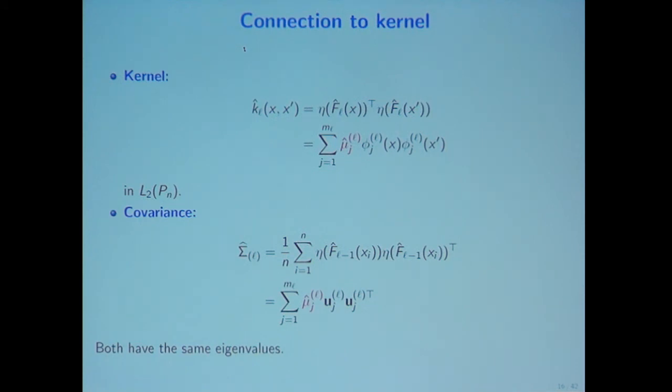So here is a connection between the kernel and the covariance matrix. Now we decompose the kernel function in an L2 space, where the L2 distribution corresponds to the empirical distribution. We have this eigenvalue and eigenfunction decomposition. We can show that the eigenvalues of the kernel function are the same as those of a covariance matrix. So there is some connection between the kernel and the covariance.